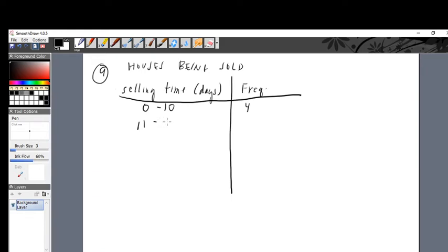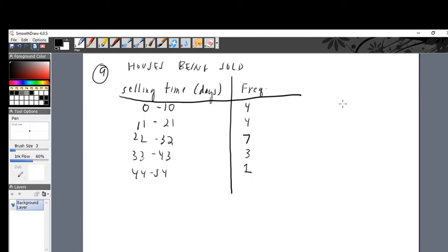From 11 to 21, it was 4 again. From 22 to 32, it was 7. From 33 to 43, it was 3. And from 44 to 54, it was 1.